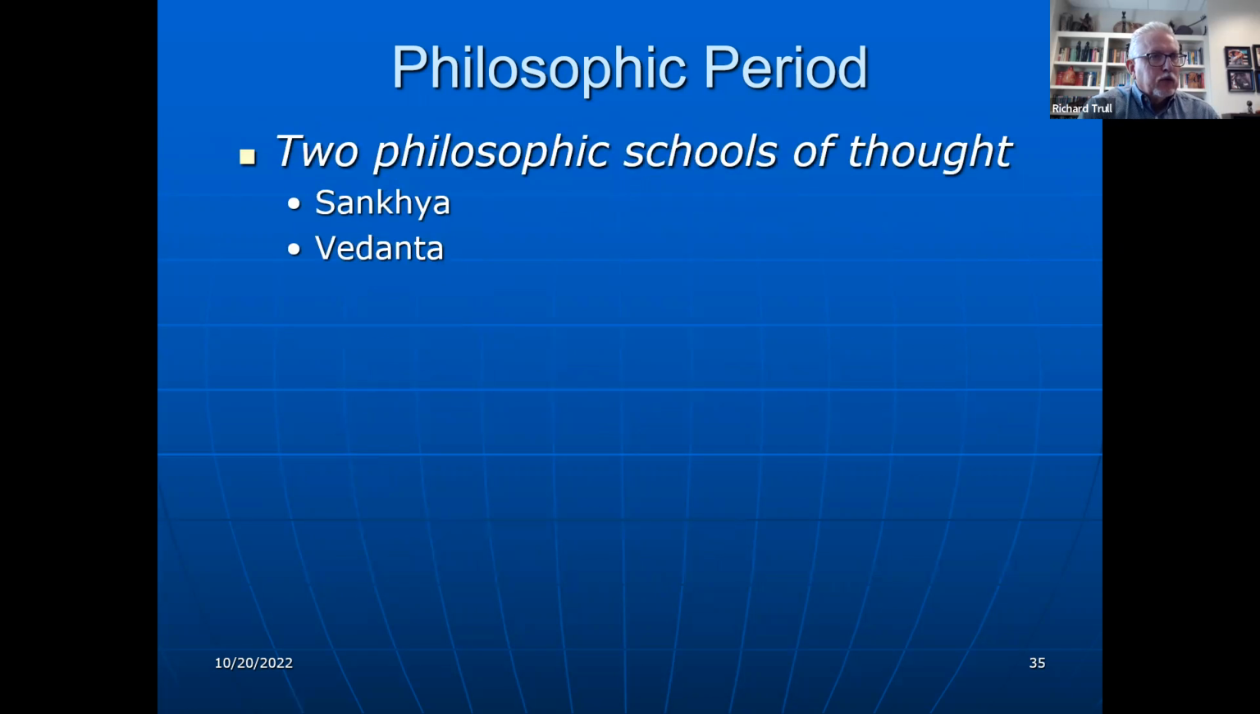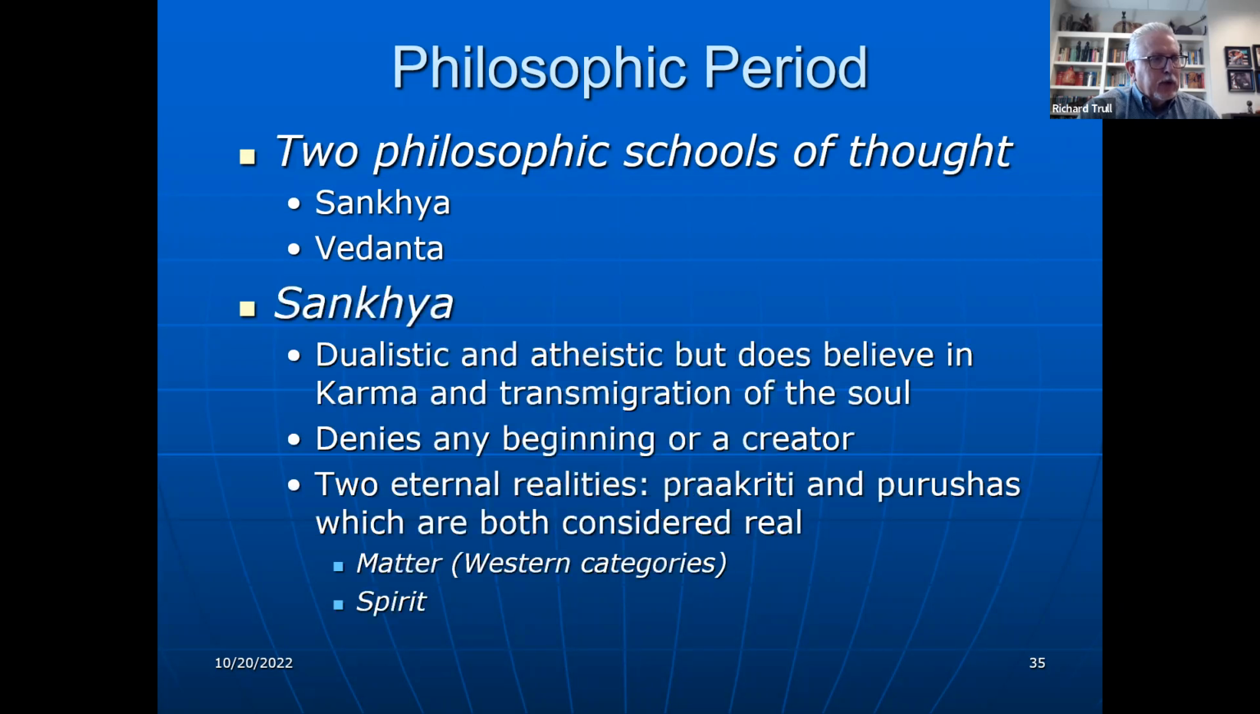There are two philosophic schools of thought, the Sankhya and the Vedanta schools. And the Sankhya is a dualistic system, atheistic, but does believe in karma and good deeds, bad deeds, and the transmigration of the soul. So the soul is, we'll use the word Atman later, but there's no God necessarily involved with this. It denies any beginning or a creator.